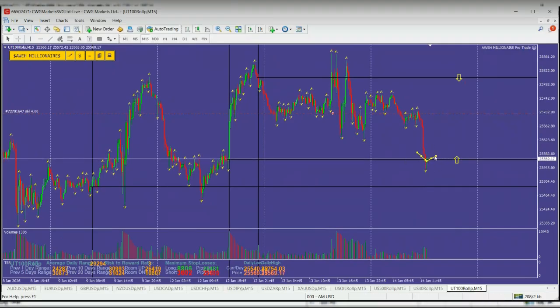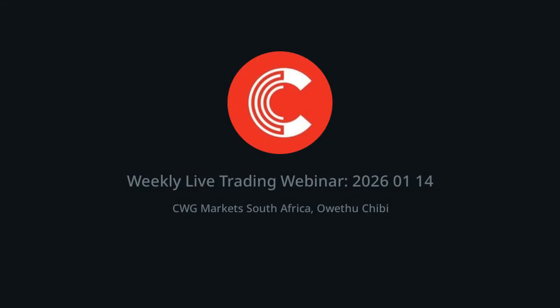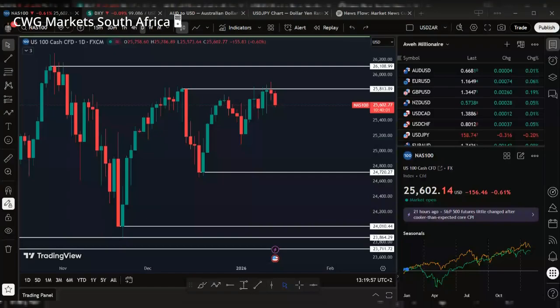So this is a key level to look out for, and potential intraday buying opportunities on the UT100, which is Nasdaq as well. All right, so back to our daily setups though. So that is our Nasdaq.